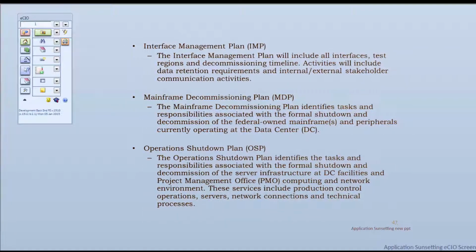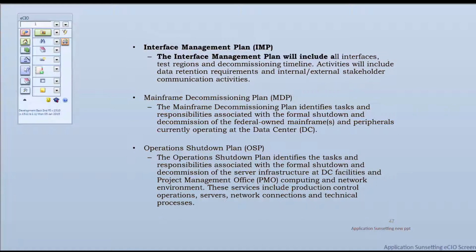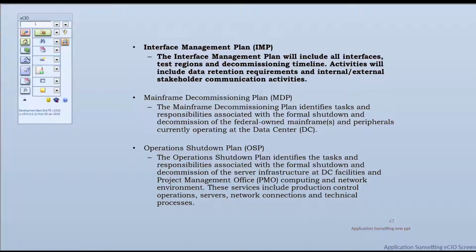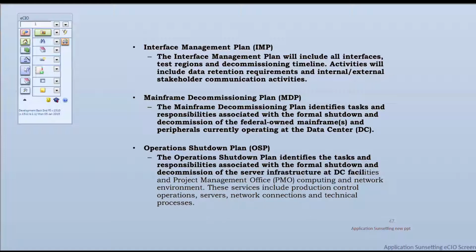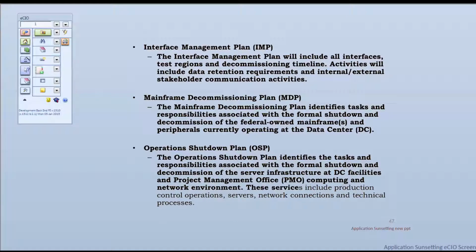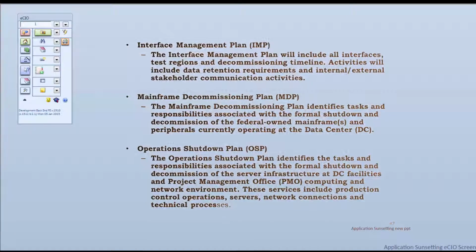Interface management, the interface is back to CMDB. What do we need to do? What are the data, etc., on that data that's going through it. Decommissioning plan, and then operation shutdown plan on what we need to do, network equipment, production processes are identified. There are processes and work instructions contained within ECIO.